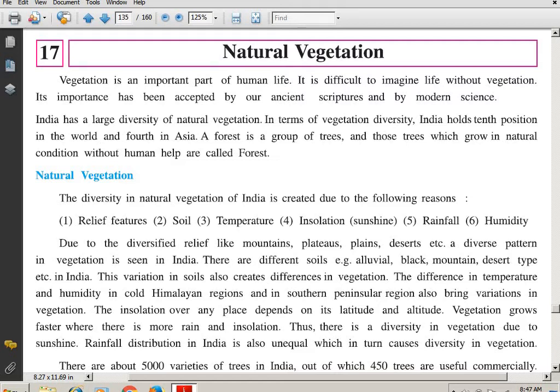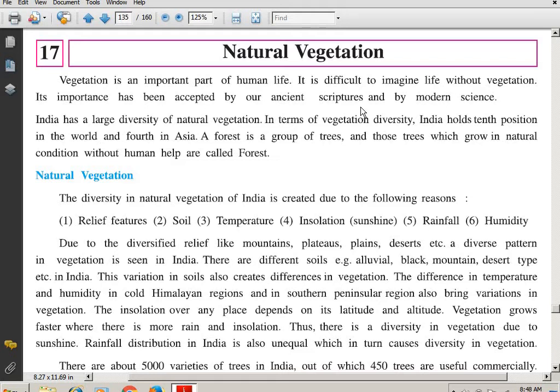Vegetation is an important part of human life. It is difficult to imagine life without vegetation. Its importance has been accepted by our ancient scriptures and by modern science. So students, first and foremost, vegetation is an important part of human life. We all know many of our Indian people are vegetarian. And so students, we know how important it is for us to have vegetation as a part of our life.